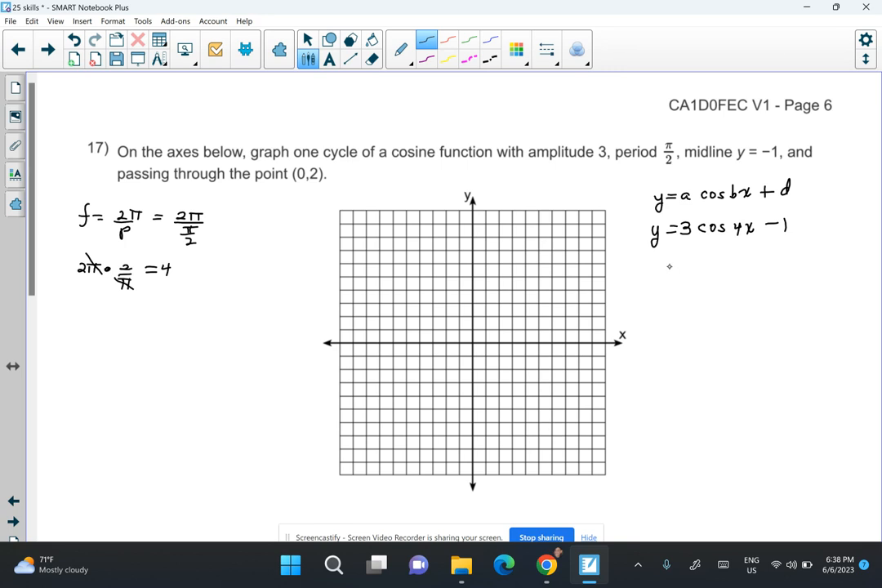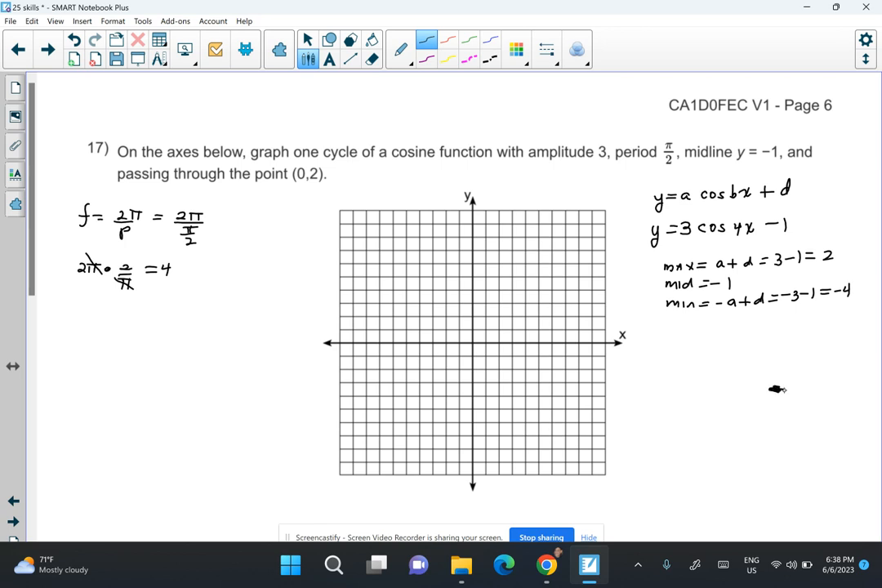So to actually graph, we already have our amplitude. We can calculate our maximum value of the function by taking the amplitude plus the vertical shift. So that's 3 minus 1, or 2. Our midline, we know, is -1. Our minimum value is the negative of the amplitude plus the vertical shift. So it's -3 minus 1, or -4.